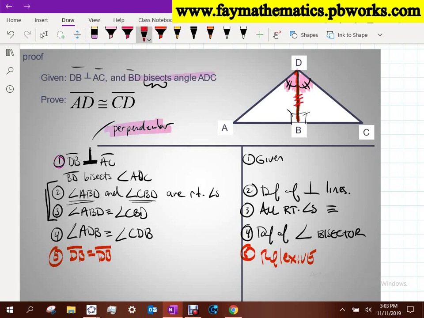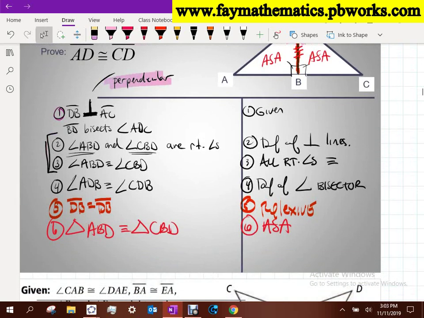And now what is the order of parts that you have in those two pictures? Where was the side located? Was it between your angles or not between your angles? It was between them, right? So step 6, I'm going to say triangle ABD congruent to triangle CBD. And because the order of parts here was an angle followed by a side followed by an angle, same thing here. So my reason is ASA.